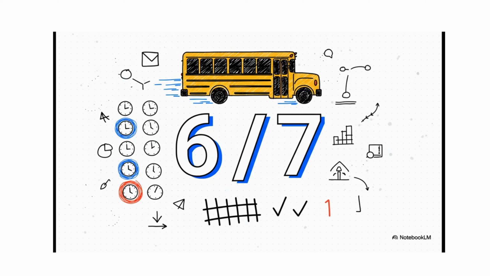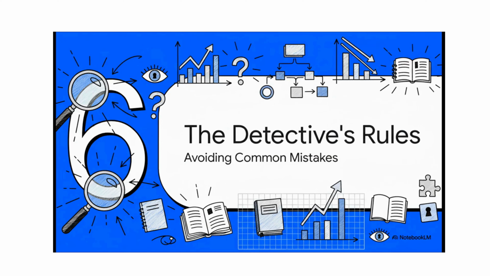And that brings us to the final step, the prediction. Based on our evidence, what's the probability that the bus will arrive within its normal window? 3 minutes late or less. Well, that happened on 6 of the 7 days we watched it. So the probability is 6 out of 7. Case closed.